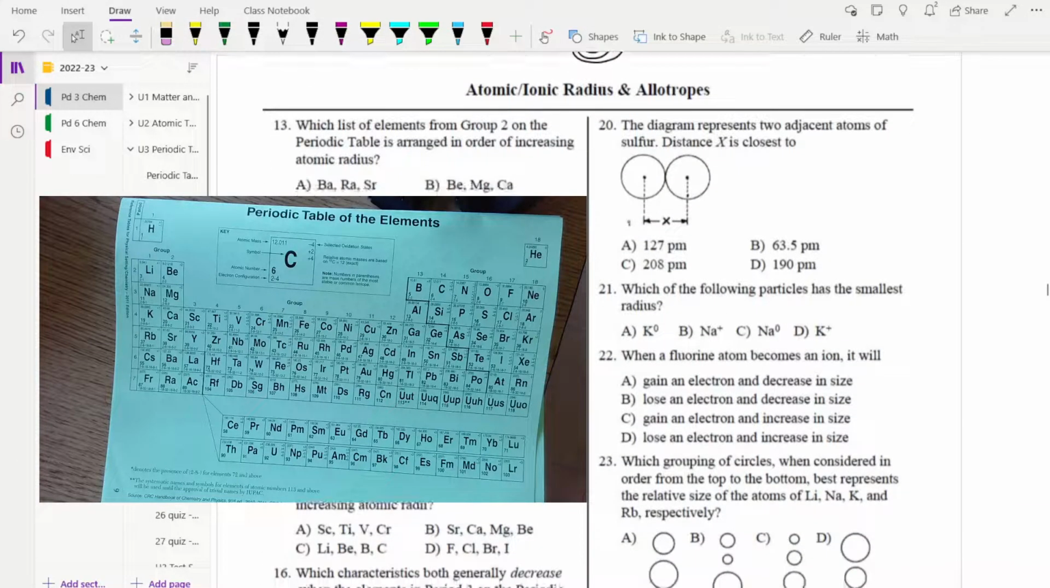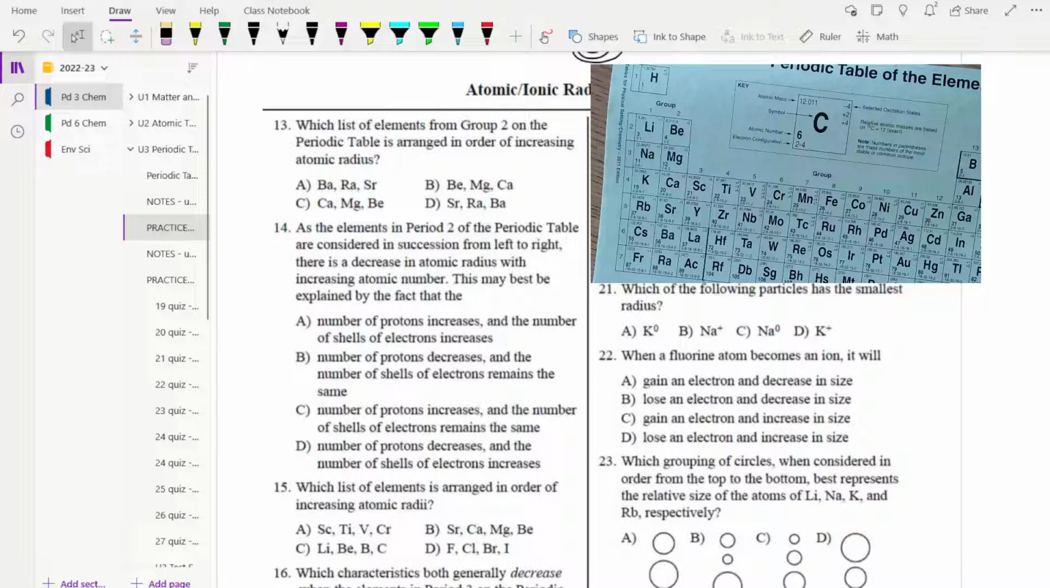That's about it. Same concept as before, the nuclear force pulling it in. All right, let's move on to the next page. And look for bookmarks again if you want to skip to a certain page. 13. Which element of group 2 on the periodic table is arranged in order of increasing atomic radius?